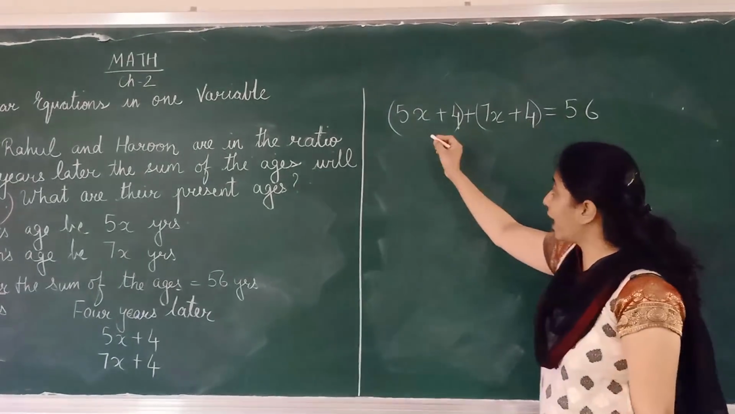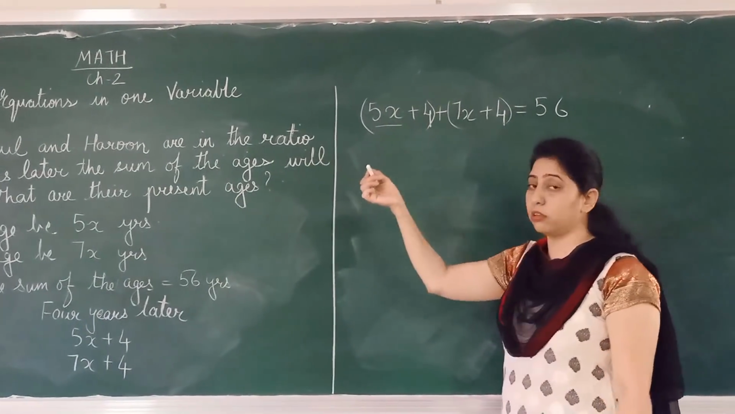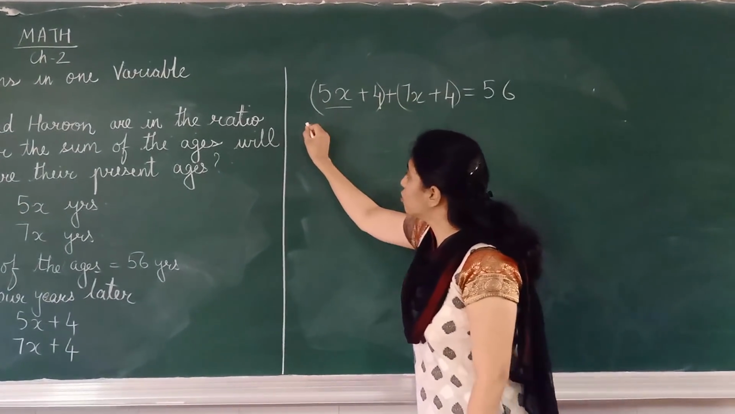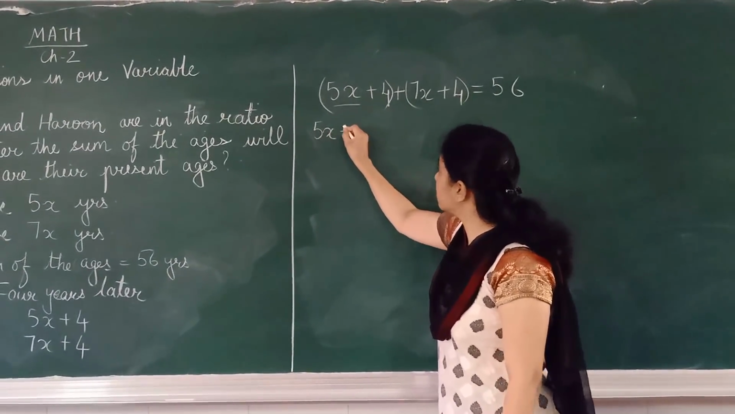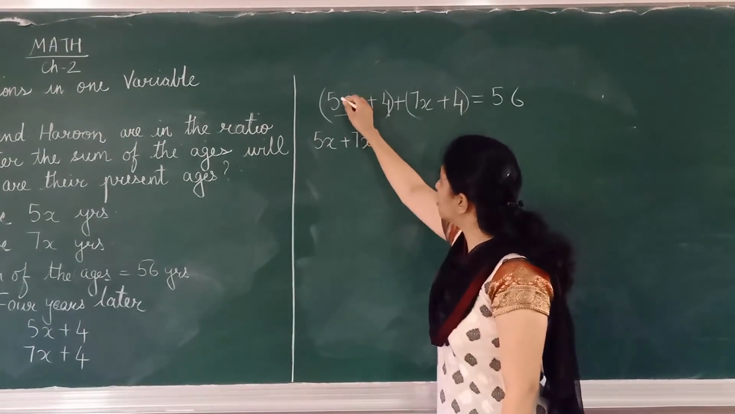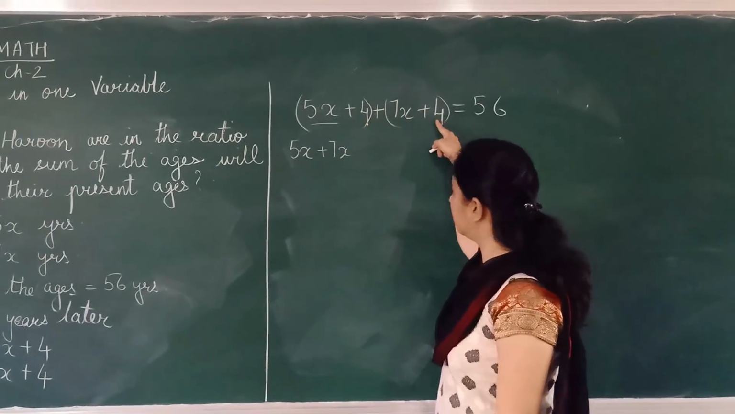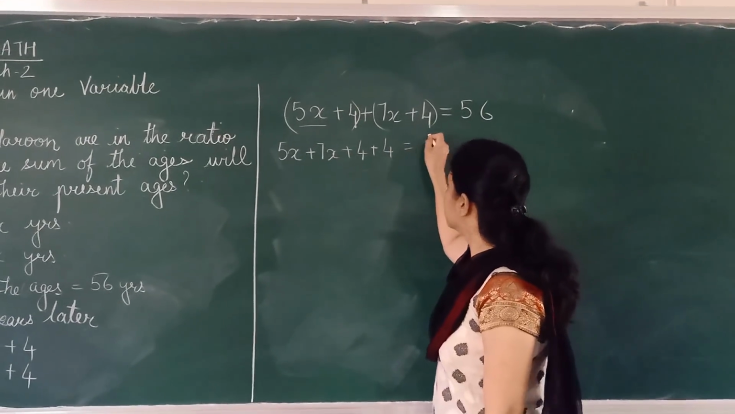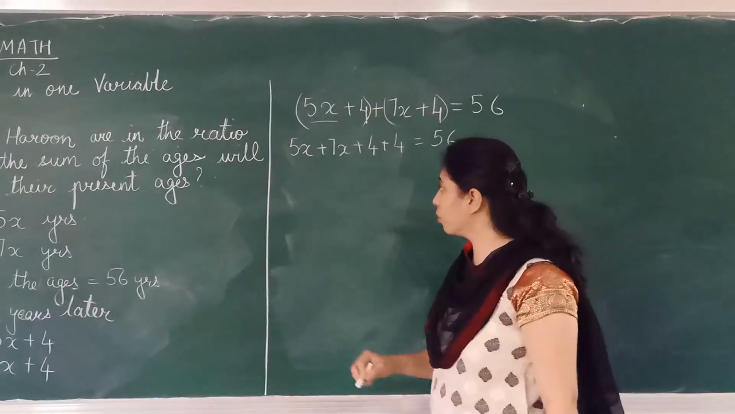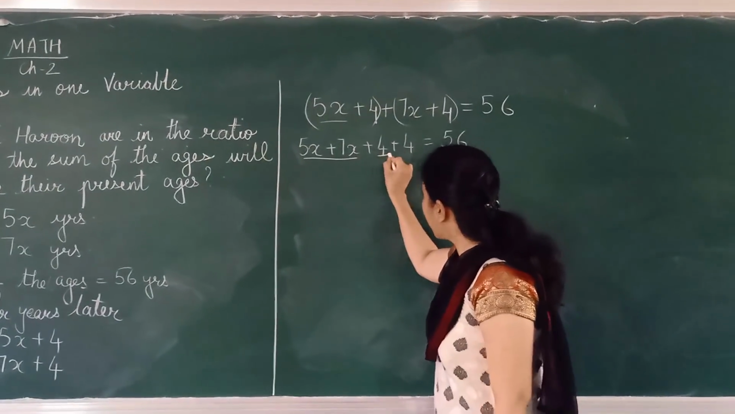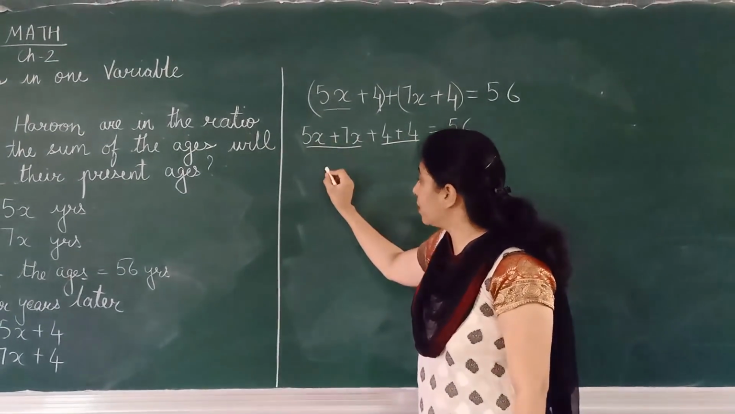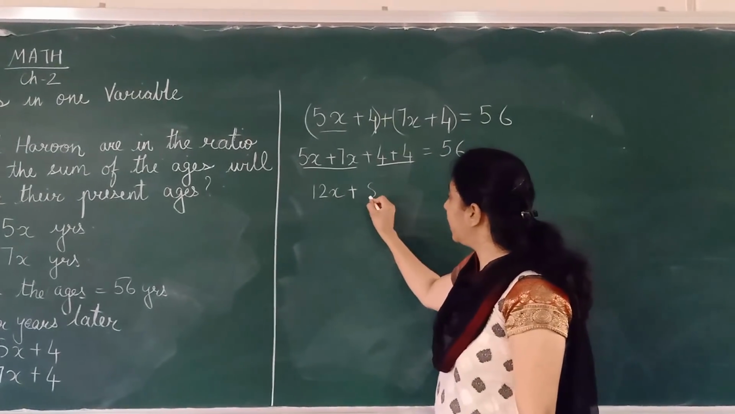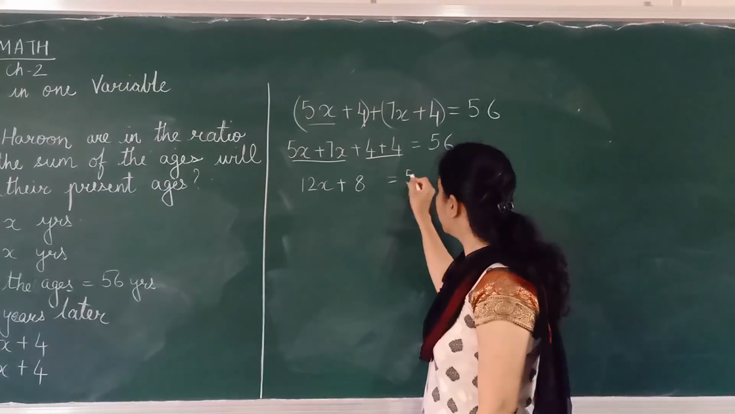So this is now like terms. You have already learned algebraic expressions. Whenever the like terms are there, you have to add. So combine the like terms. 5x plus 7x, this and this you are going to combine, and this and this you are going to combine. Plus 4 plus 4 is equal to 56. Okay. Now add this. Add this. So 7 plus 5 is 12x plus 8 is equal to 56.